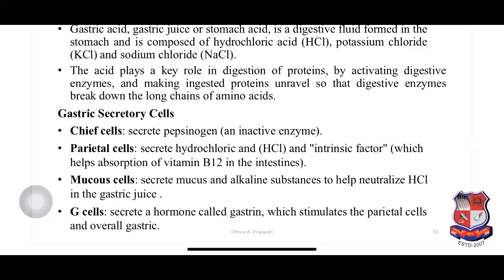Gastric secretory cells are composed of 4 cells: chief cell, parietal cell, mucus cell and G cell. Chief cell secretes pepsinogen, parietal cell secretes hydrochloric acid and intrinsic factor which helps in absorption of vitamin B12 in the intestine. Mucus cell secretes mucus and alkaline substance to help neutralize HCl in the gastric juice. And G cell secretes a hormone called gastrin which stimulates the parietal cell and overall gastric secretion.